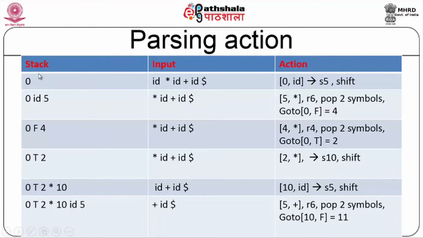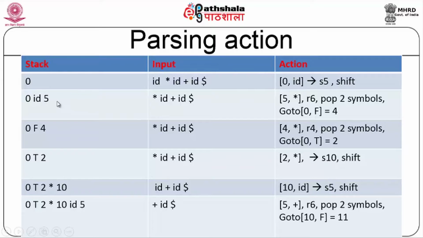Initial stack state is going to be 0. Now, 0 corresponds to the initial item set I0, that is what this 0 corresponds to. Now, 0 comma ID. The table entry says 0 comma ID is S5. So, I shift ID onto the stack, I also shift 5 onto the stack.